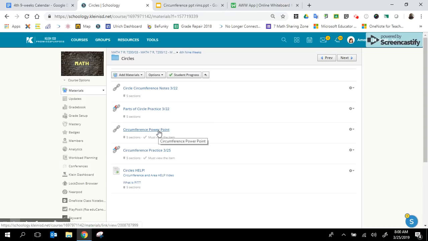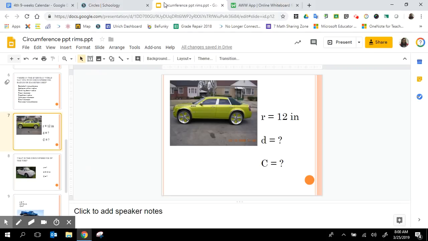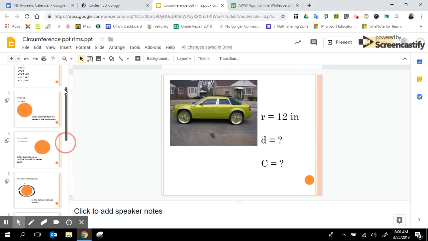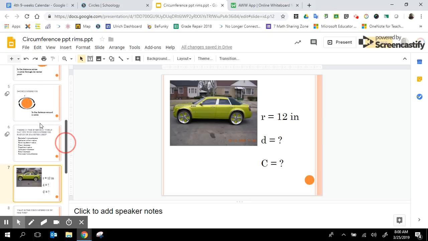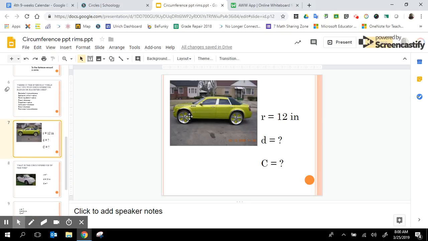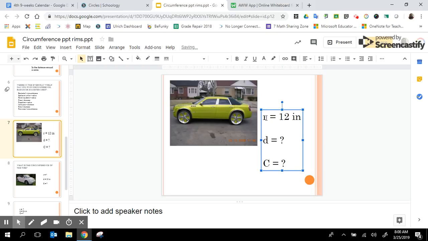Right now, we're going to click on the circumference PowerPoint. Obviously, my video will be right in here, but I haven't put it there yet. So click on that circumference PowerPoint, and you should get this PowerPoint opened up. First, it goes through some of the, here's the radius, here's the diameter, here's what the circumference means, here's some examples. The first thing we're going to do is try and find the diameter and circumference of these rims on this car. And the only thing we know is that the radius is 12 inches.